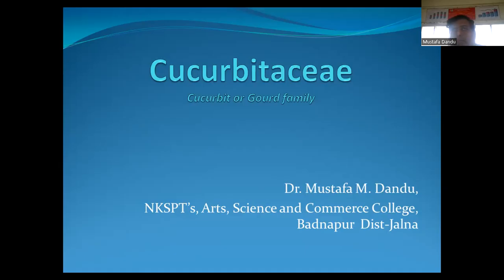Now if we see the economic importance of this family, the Cucurbitaceae family has various edible fruits used as vegetables. Cucurbita maxima, which we call pumpkin, has edible fruits used as vegetables. Their tender leaves are also cooked and flowers are also used in cooking. Bottle gourd is also used by us as a vegetable.